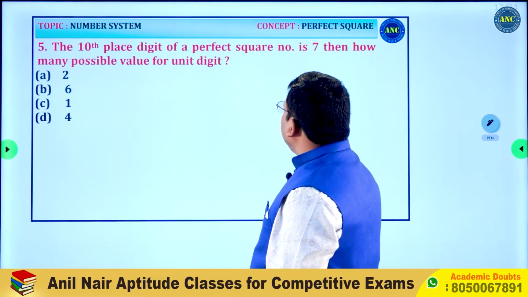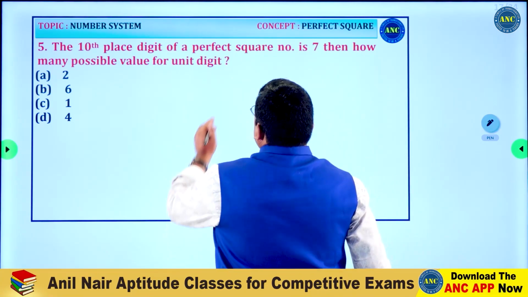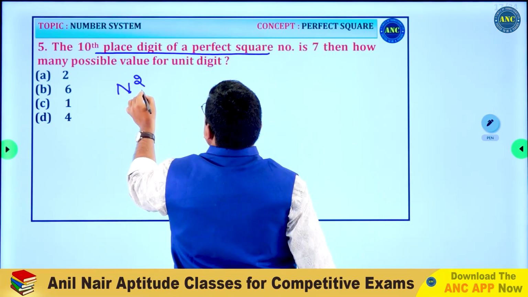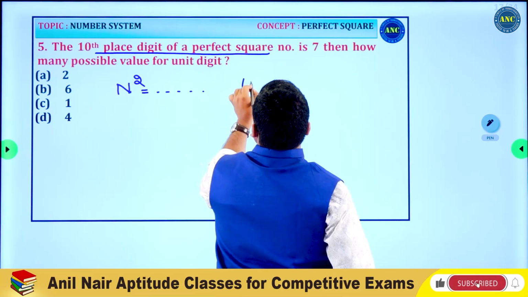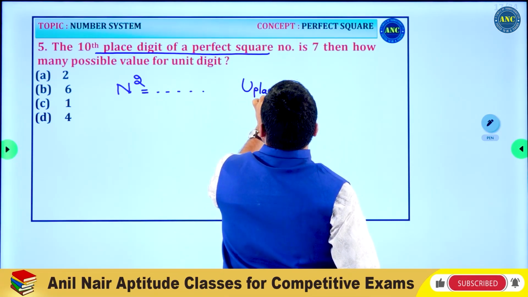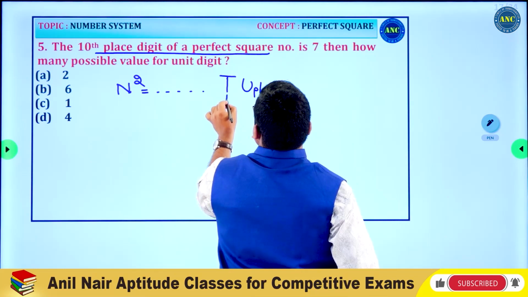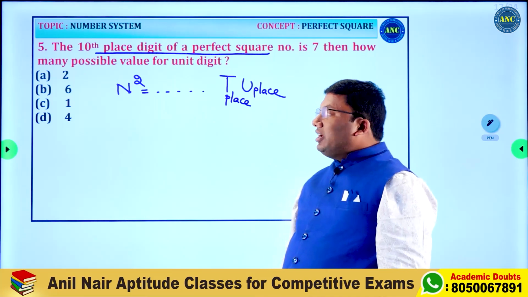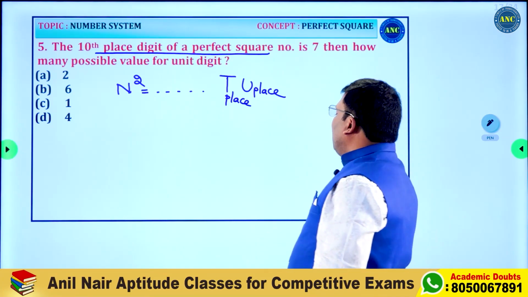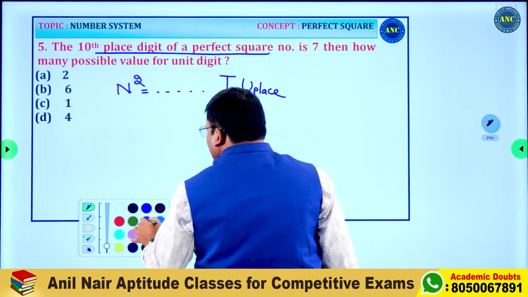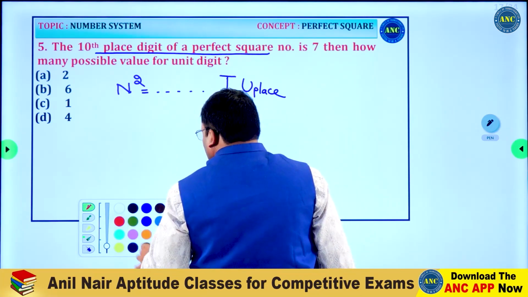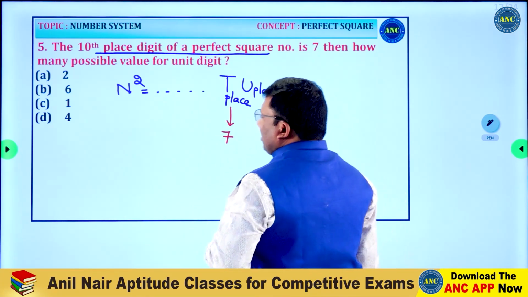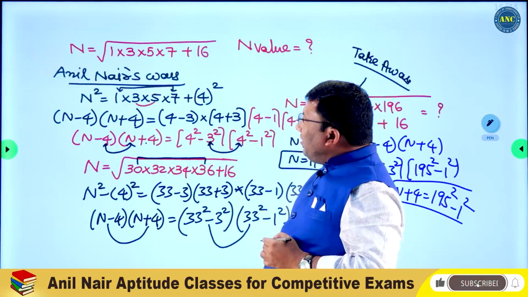Next one, the tens place value of a perfect square. Any perfect square will be of the form n square. This is the units place and this is the tens place. What is given in the question? The tens place digit value of a perfect square is 7.